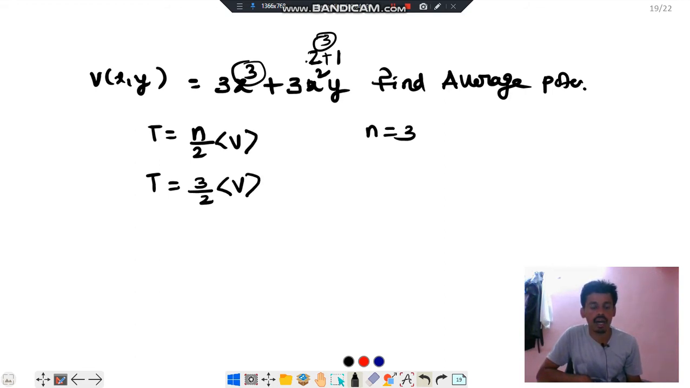V of x comma y is equal to 3x cube plus 3x square y. Here it is homogeneous. The powers are the same: x is to the power 3, and this is also 2 plus 1, 3. n is equal to 3. It is homogeneous. From virial theorem, T is equal to n by 2 expectation of V, that is 3 by 2 V.